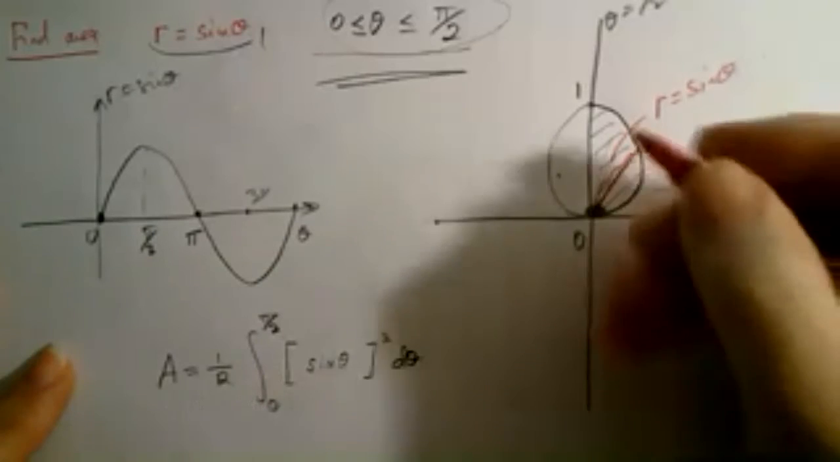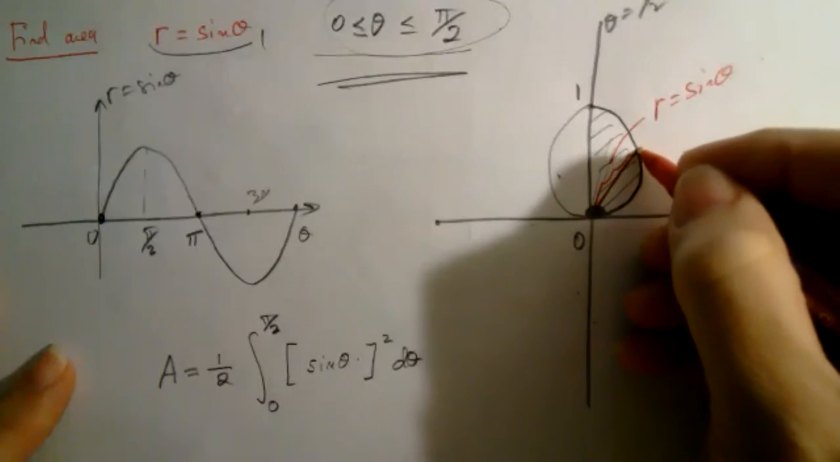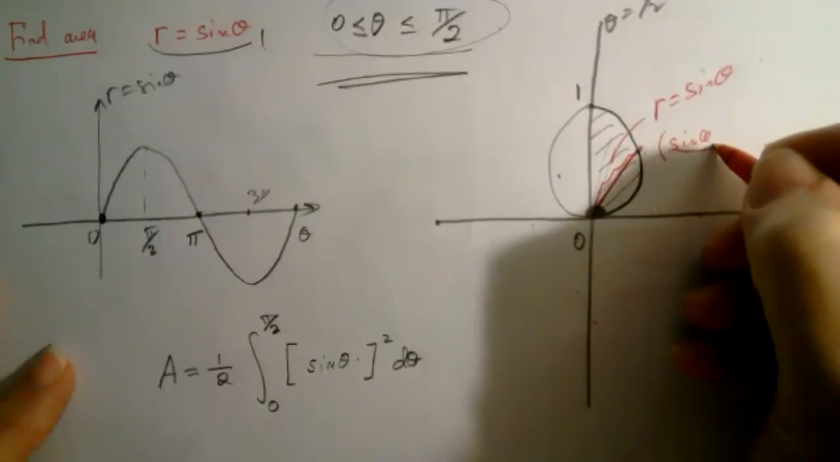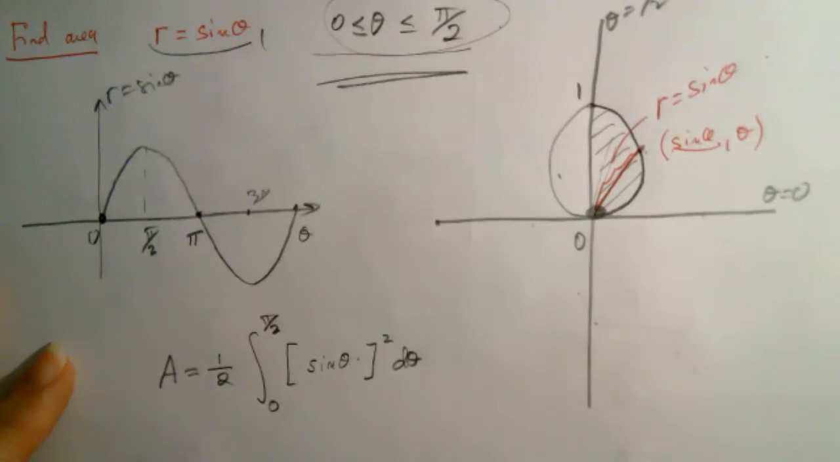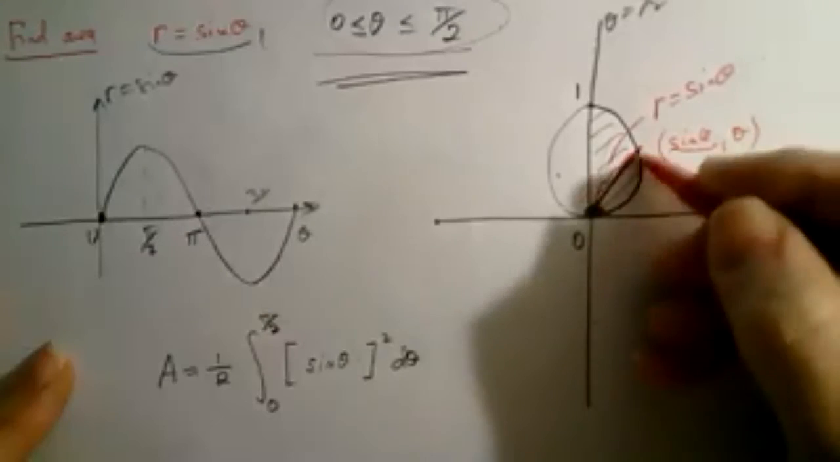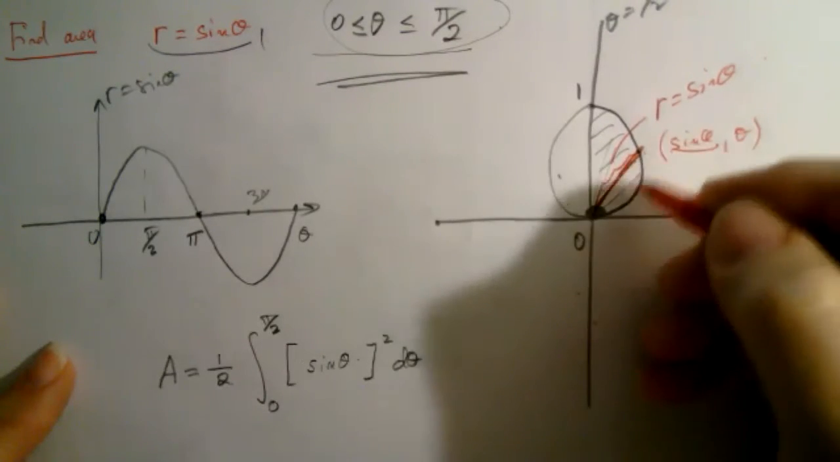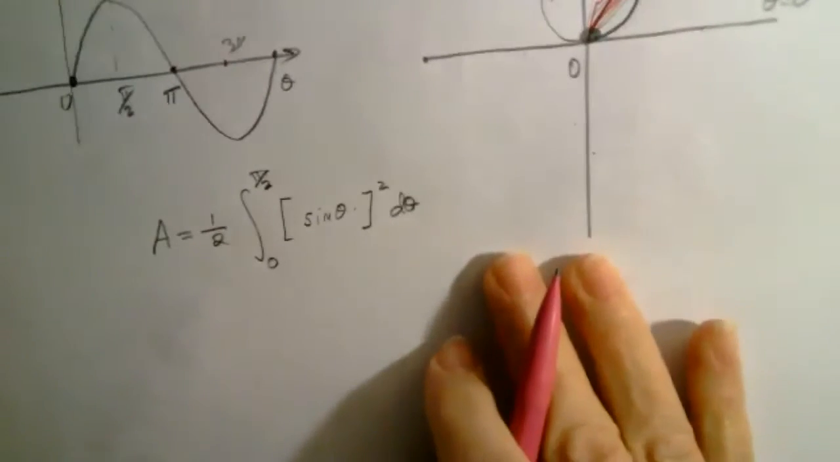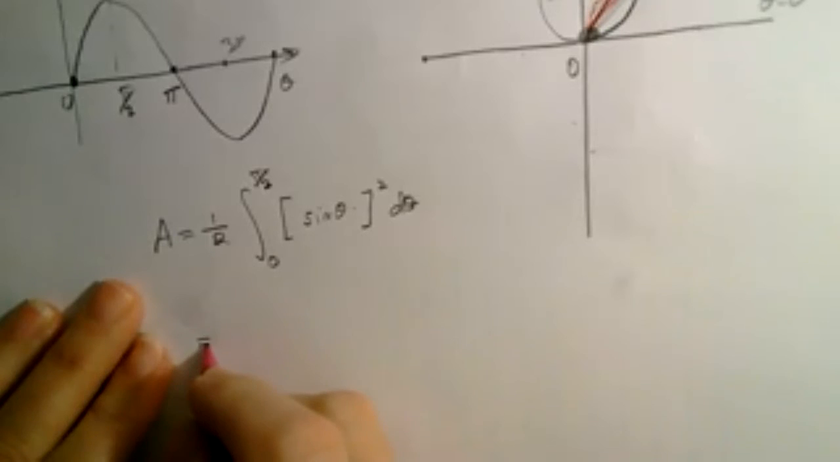That's really how we saw. Every point here, the first coordinate in polar is the sine, the second coordinate is theta. So that's the theta. That's really what we're doing, and we're adding those little sectors. All right, now it turns out to be nothing more than a problem involving the sine.